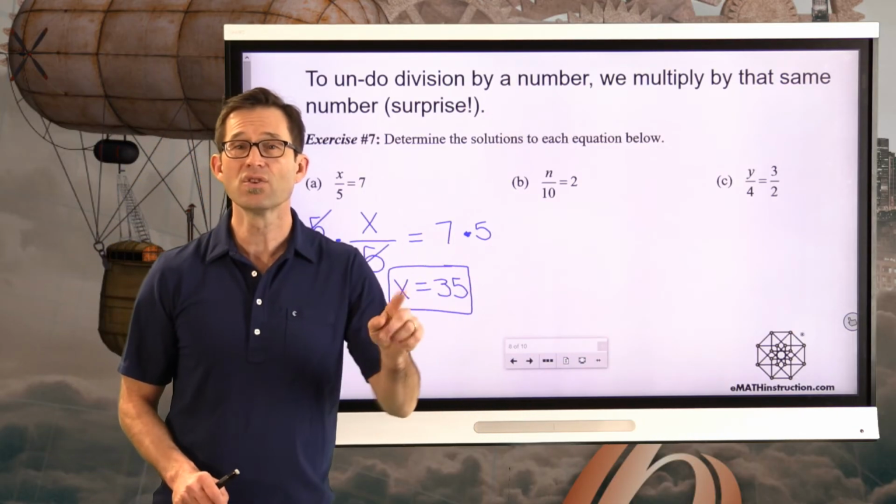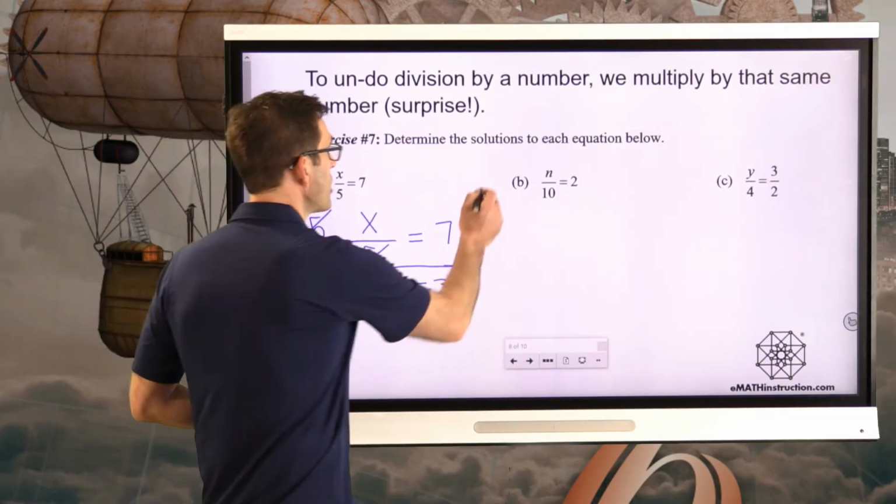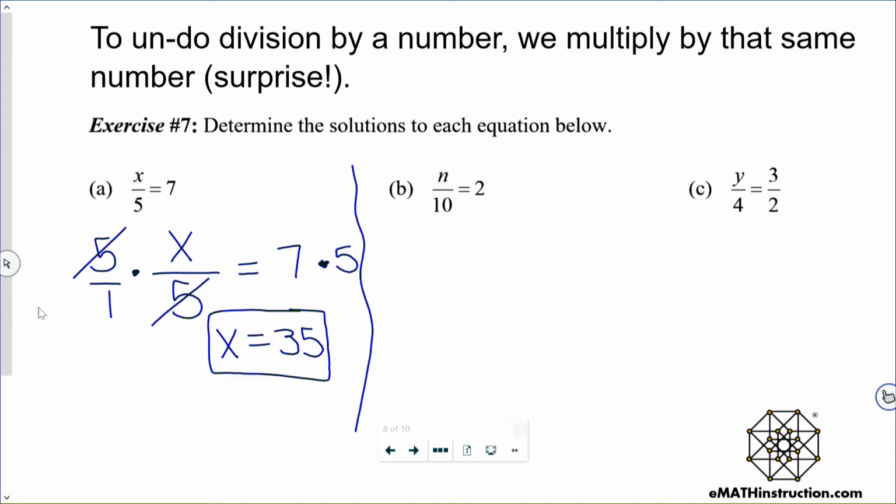All right, let's do the last two together. Here we've got n divided by 10 is equal to 2. I can then undo that division by 10. You don't have to put the 10 over the 1. I'm just really hammering home the idea of that cross-cancellation. And then 2 times 10 is 20.